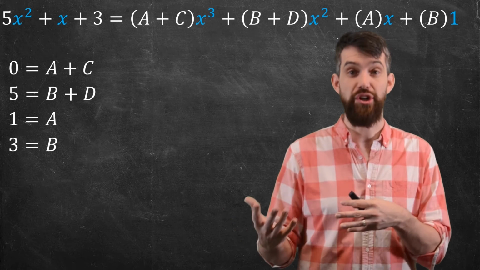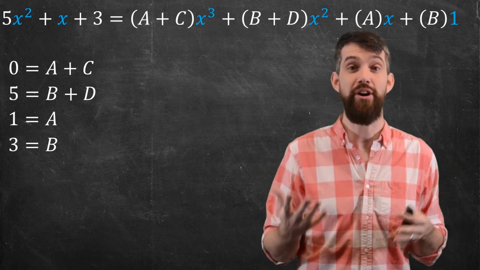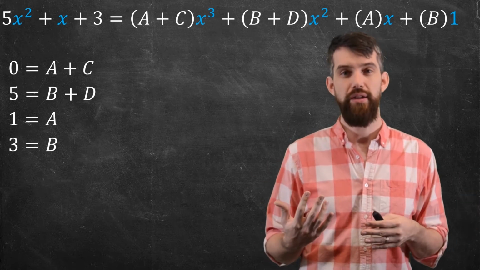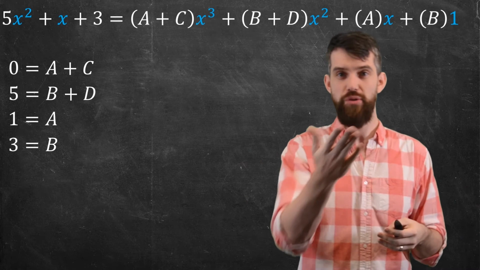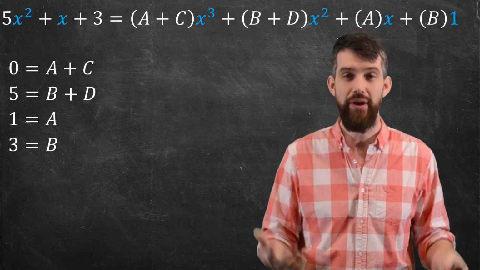For the quadratic term, there's a 5 on the left-hand side in front of the x squared, and on the right-hand side, a b plus d. So I set 5 equal to b plus d, and so on. So the big 1 equation in terms of the x's has separated into 4 different equations. How do I solve this?